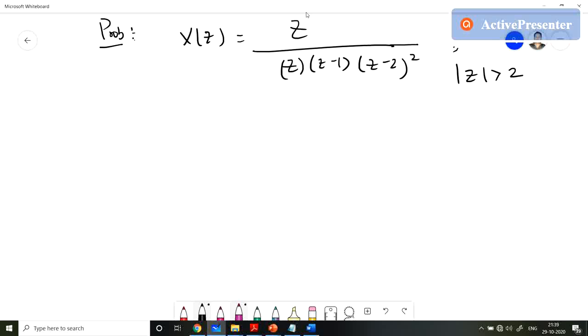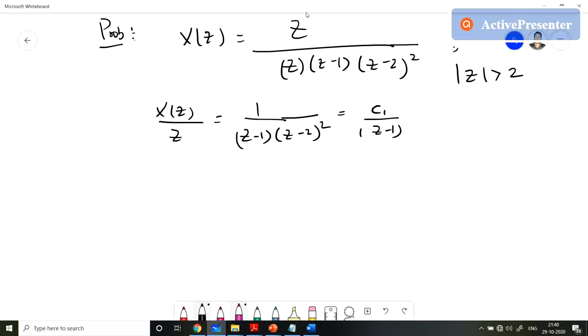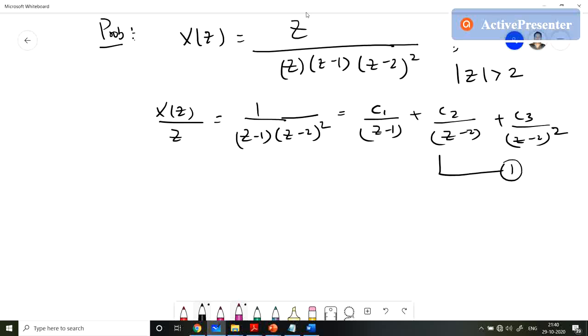This is the ROC. So the problem is X(z) equals z divided by z minus 1, z minus 2 whole square. Now we can write X(z) divided by z as 1 divided by z minus 1, z minus 2 square, equal to c1 divided by z minus 1 plus c2 divided by z minus 2 plus c3 divided by z minus 2 square, and it is equation number 1.